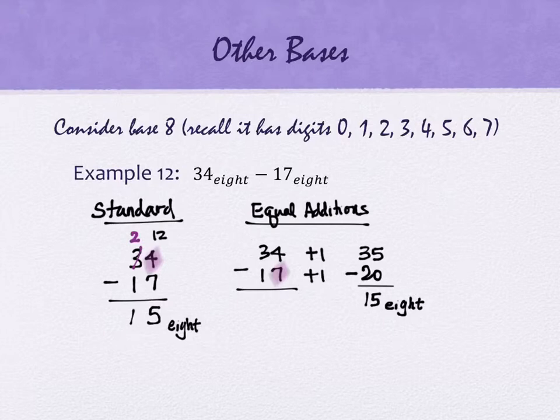And on this problem anyway, not every problem, but on this problem, equal additions is easier. There were fewer steps, it was more efficient. I had less going on than I do when I'm actually using the standard algorithm with my borrowing and adding my digits together and then subtracting it out.